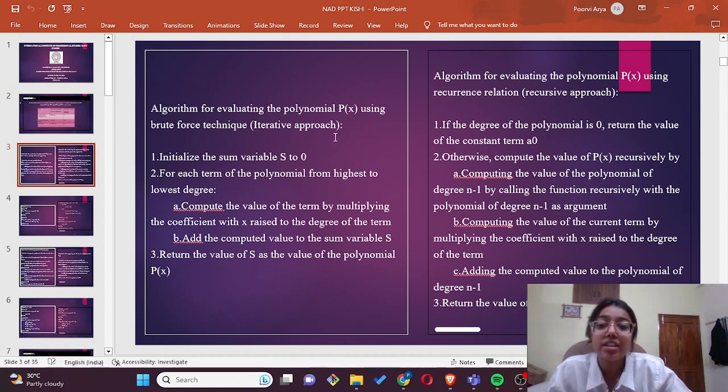First technique is brute force technique, that is the iterative approach. What we do here is we initialize the sum variable s to 0. For each term of the polynomial from highest to lowest degree, we compute the value of the term by multiplying the coefficient of x raised to degree of the term, and then we add the value to the sum, then return the value of s as value of the polynomial.